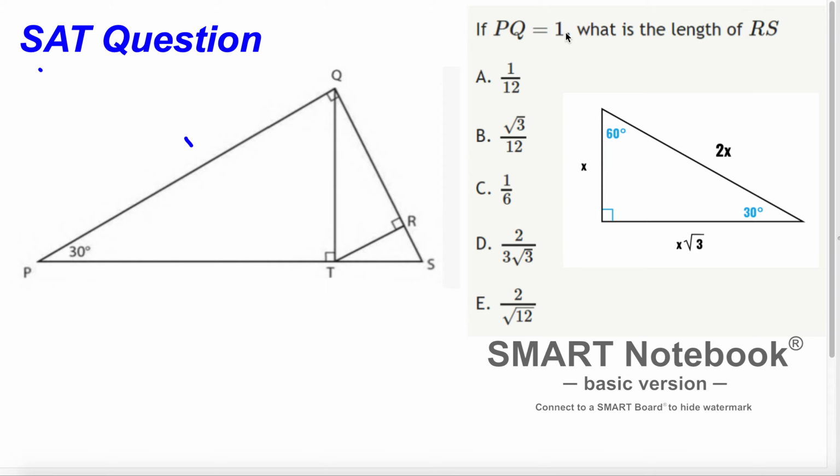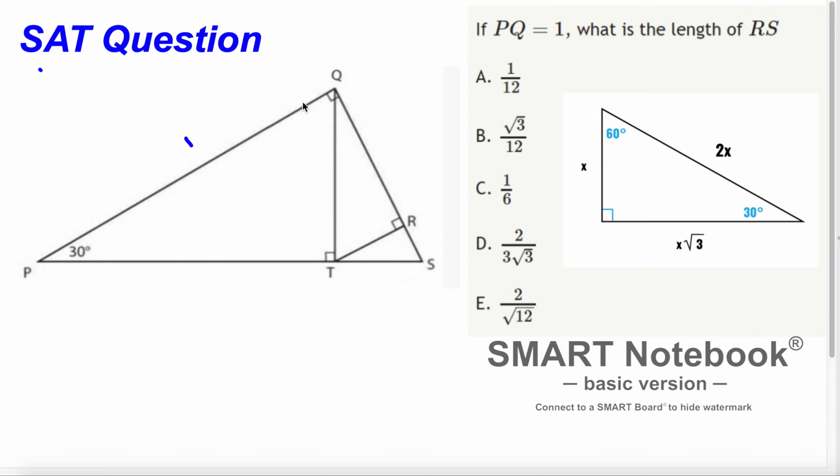If PQ is equal to 1, what is the length of the segment RS? So segment RS we have in this small triangle here. Here we want to know this segment, or this leg of this triangle, TRS. And now PQ is equal to 1.